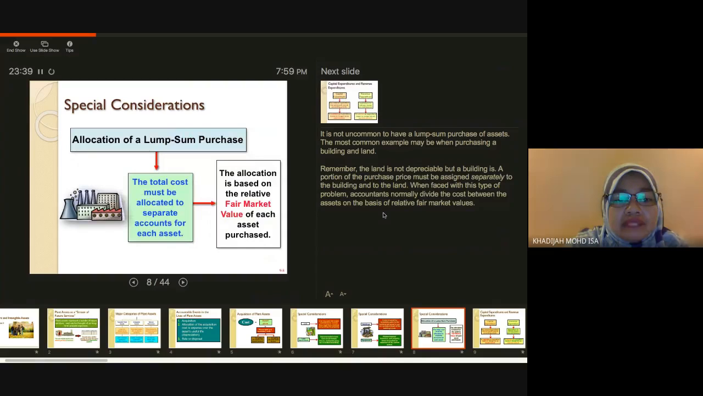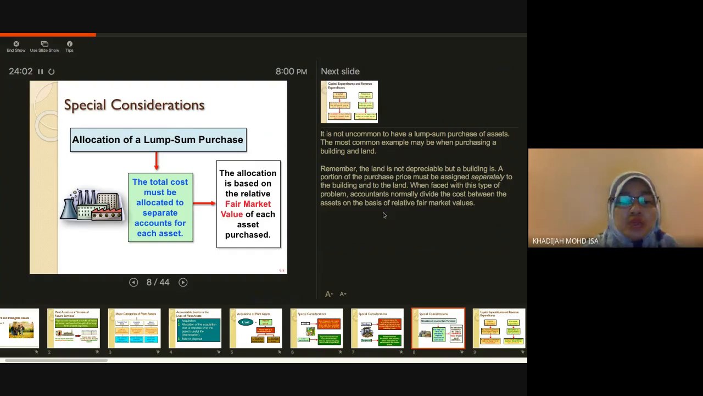The total cost must be allocated to separate accounts for each asset. Remember that it says you have many assets. You can have many buildings. So even though you buy the buildings at one time, you have to prepare separate accounts for each building.